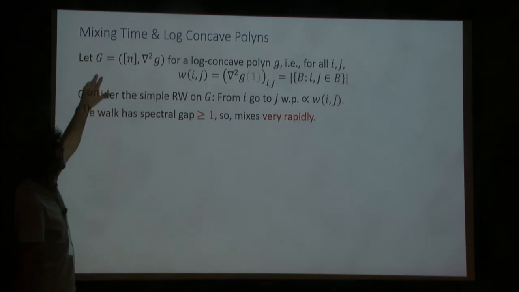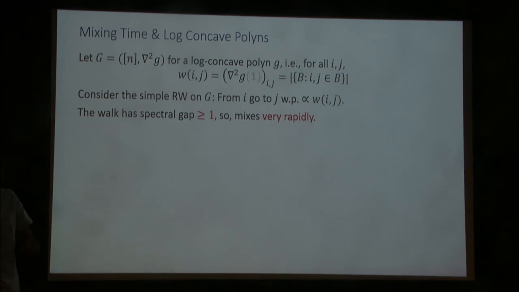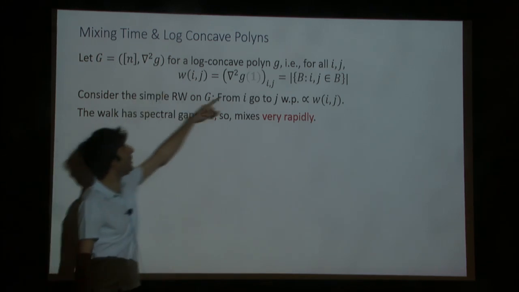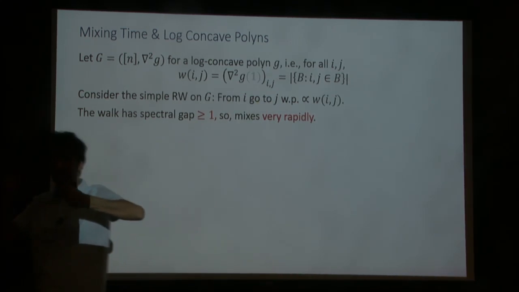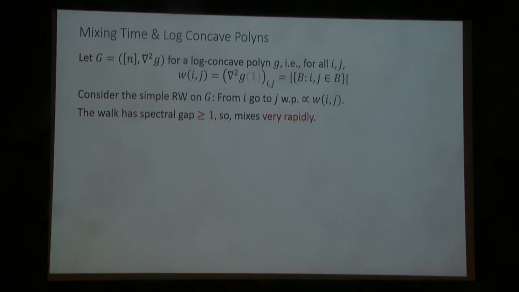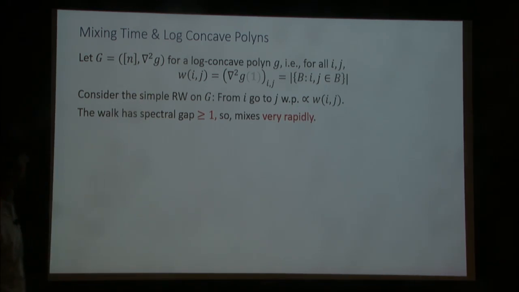So let's say you construct this graph G with n vertices, where n is the number of elements of your matroid. The weights I want to put are based on the Hessian matrix of the generating polynomial of the matroid, evaluated at 1. Basically, the weight of i and j is exactly the number of bases that contain i and j. This is going to be the adjacency matrix of my graph, and you can run the random walk. The point is, since the Hessian matrix has exactly one positive eigenvalue, when you normalize it, the random walk matrix's second eigenvalue will be 0 or negative. So the spectral gap is huge, like 1.